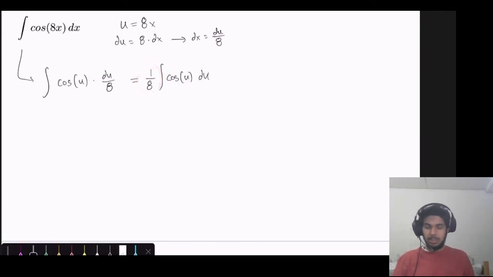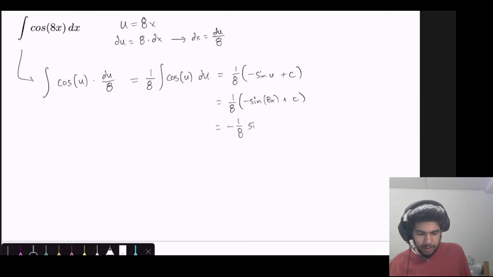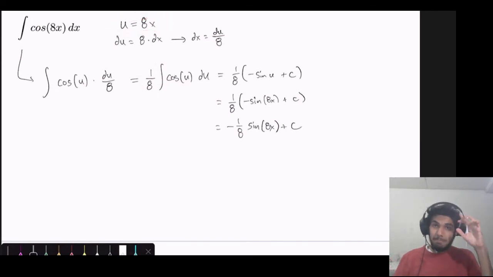And now we just have a constant term in front. So this will be equal to 1/8 times negative sine of u plus c. And then we'll substitute in our u. So this is negative sine of 8x plus c. And sure enough, we get our negative 1/8 sine of 8x plus c. So we chose a bad u, or something that I called bad originally, but it didn't turn out to be that bad. And the main reason for that is because this cosine of 8x wasn't being multiplied by another function of x.